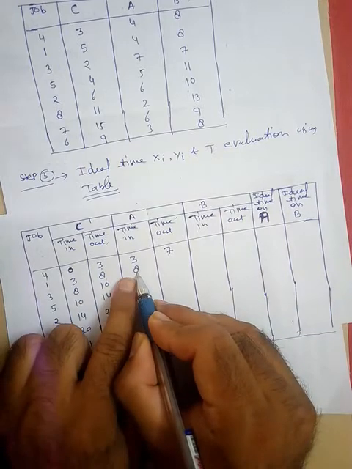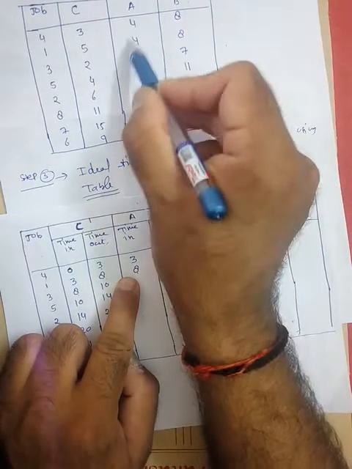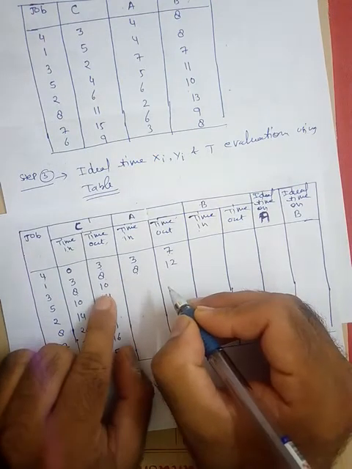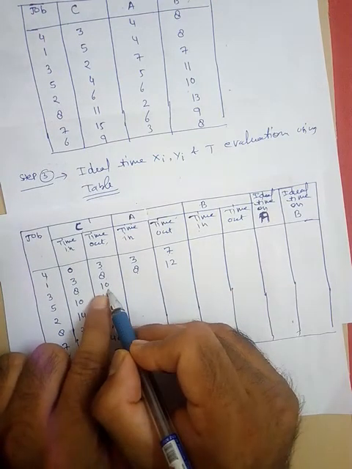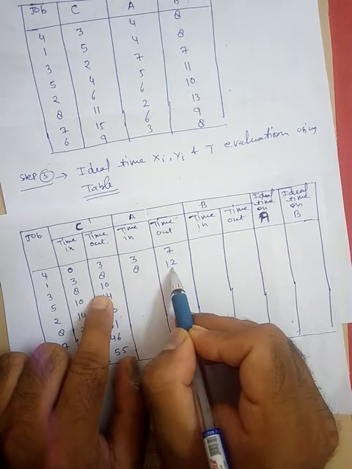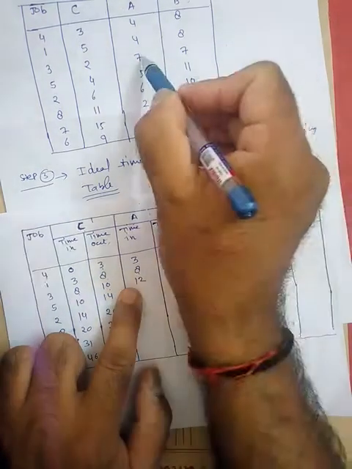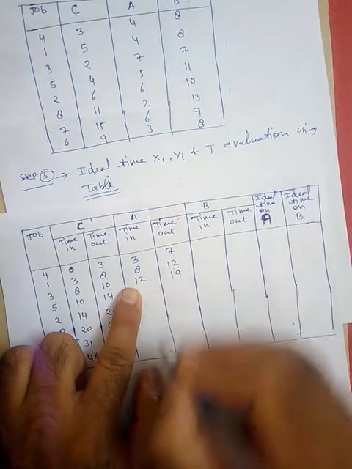So this will be 8. Then how much time will it take? 4 hours. So 8 plus 4 is 12. Now here this will finish at 10, but here this will finish after 12. So there is no idle time. So start with 12 and then it will take 7 hours, so 19.